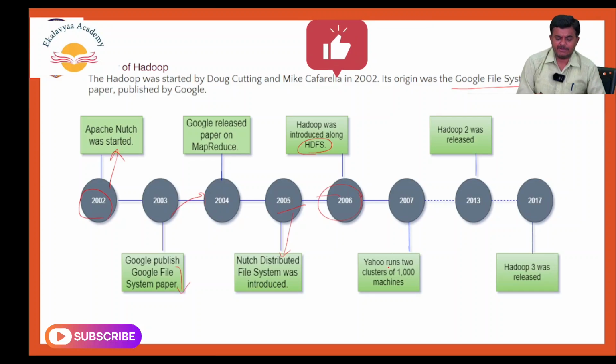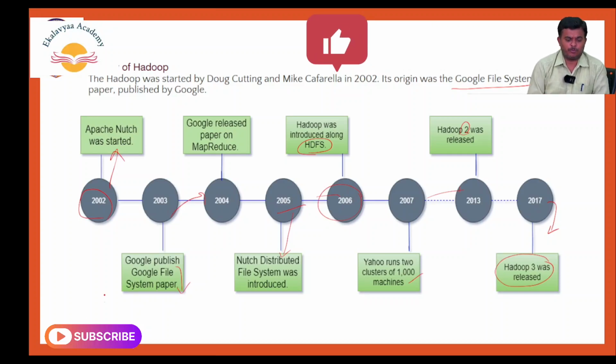Then in 2007, Yahoo ran 2 clusters of 1000 machines, and then in 2013, the Hadoop 2 version was released, and in 2017, the Hadoop 3 version was released. This is the brief history of Hadoop.